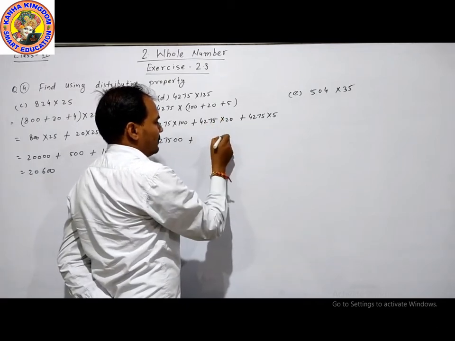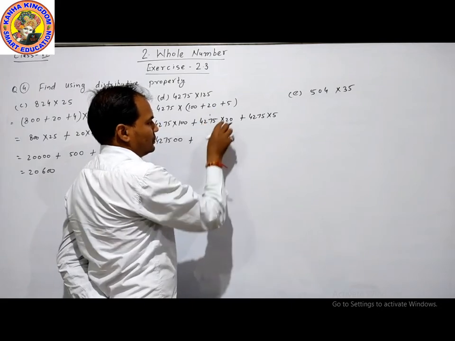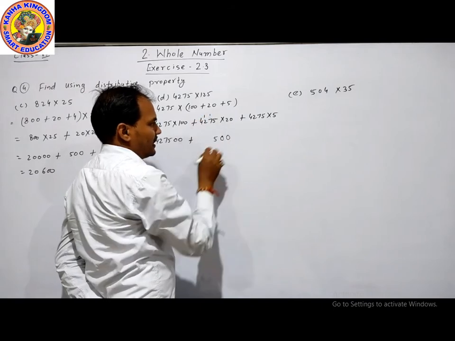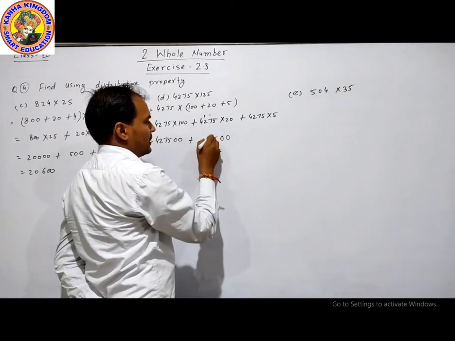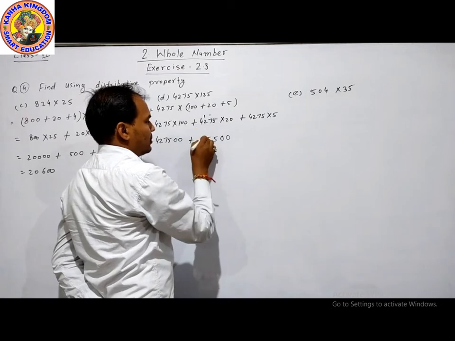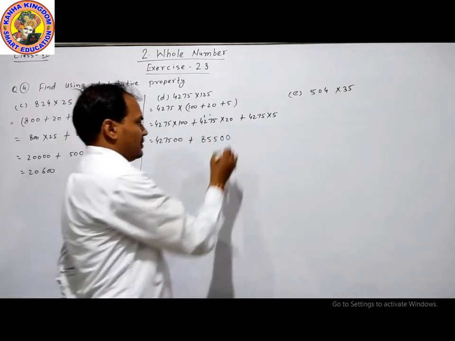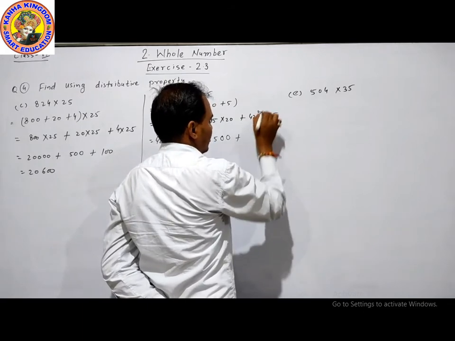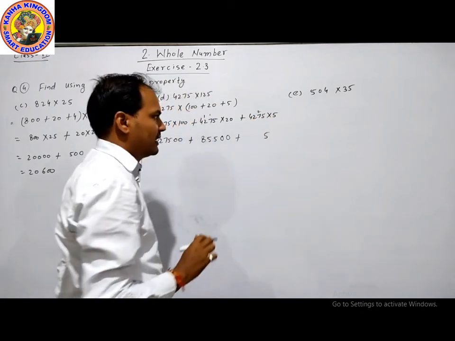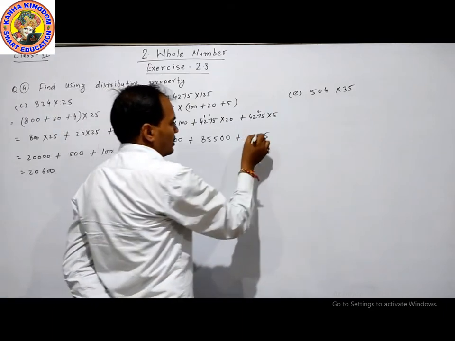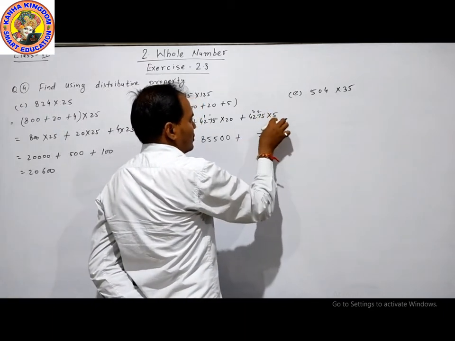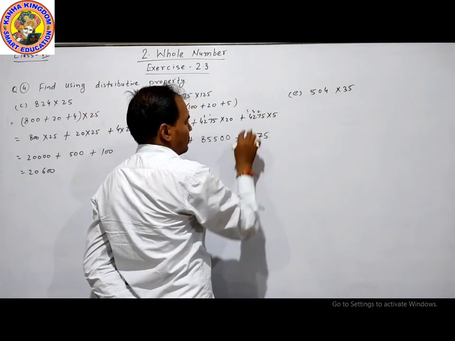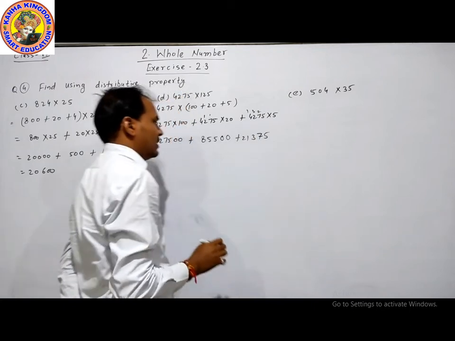2 into 5, 10. 2 into 7, 14, 15. 2 into 2, 4 plus 1, 5. 2 into 4, 8. Now 5 into 5, 25. 5 into 7, 35 plus 2, 37. 5 into 2, 10 plus 3, 13. 5 into 4, 20 plus 1, 21.